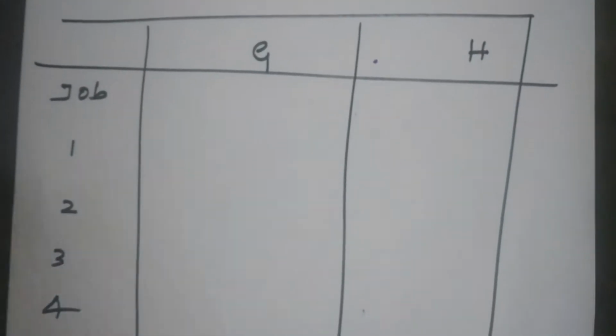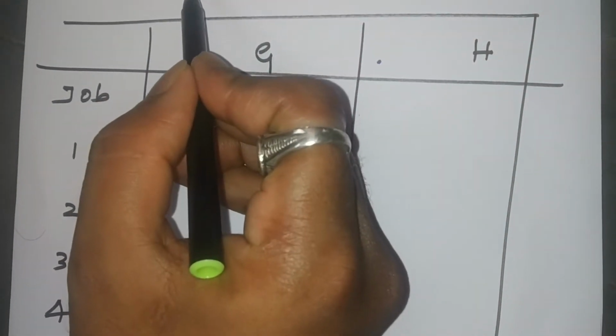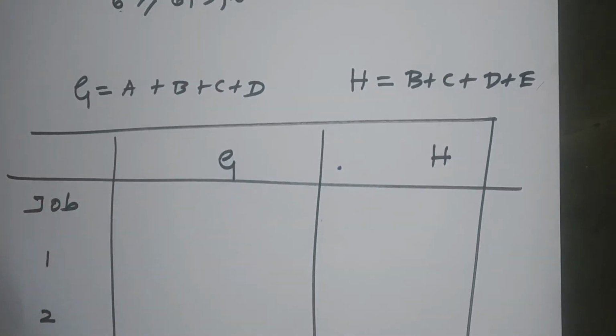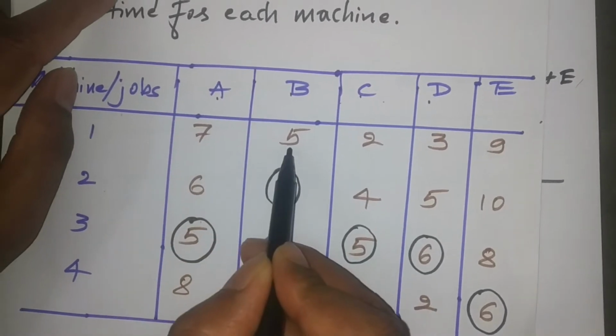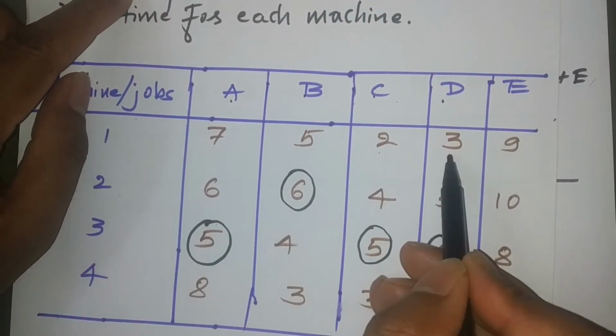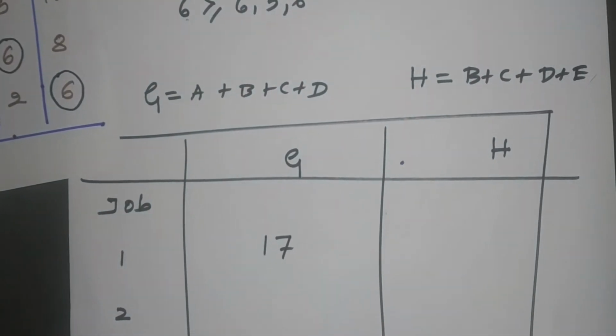So now I'll be making the machine G. G is nothing but A plus B plus C plus D. That is, I'll be adding the timings now: 7 plus 5 plus 2 plus 3. If I add this, I'll get 17. So 17 is the time.